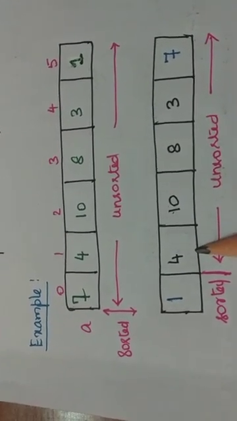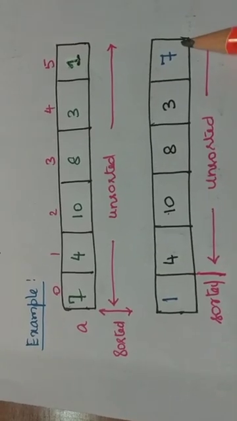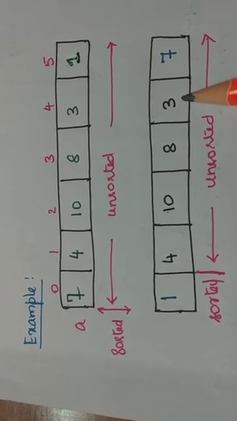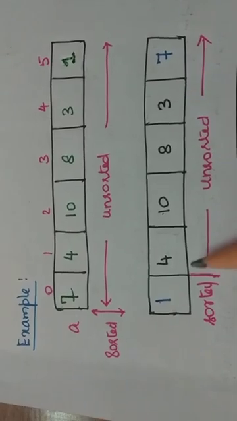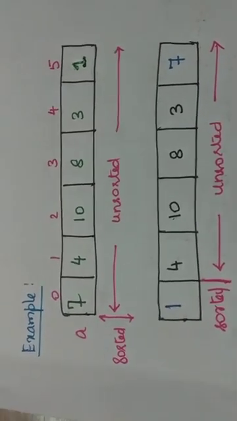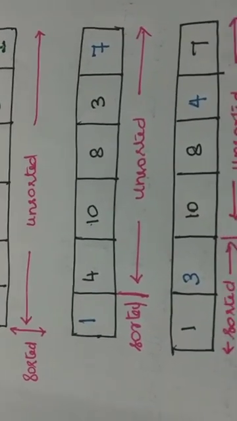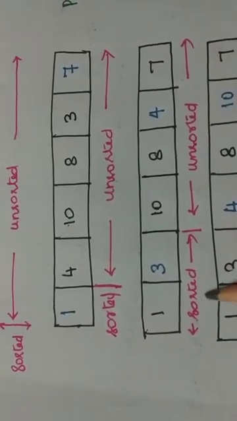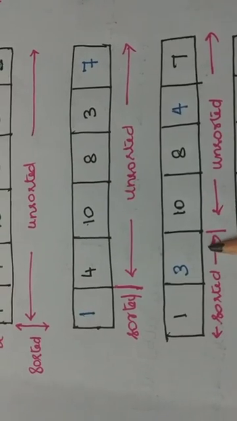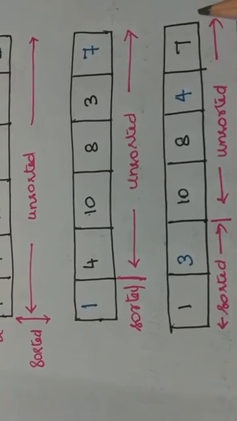Now the starting element is 4. From this unsorted array, which one is minimum? 3 is minimum. So we will swap 4 and 3. Now we have two elements in the sorted list and the remaining elements are in the unsorted.